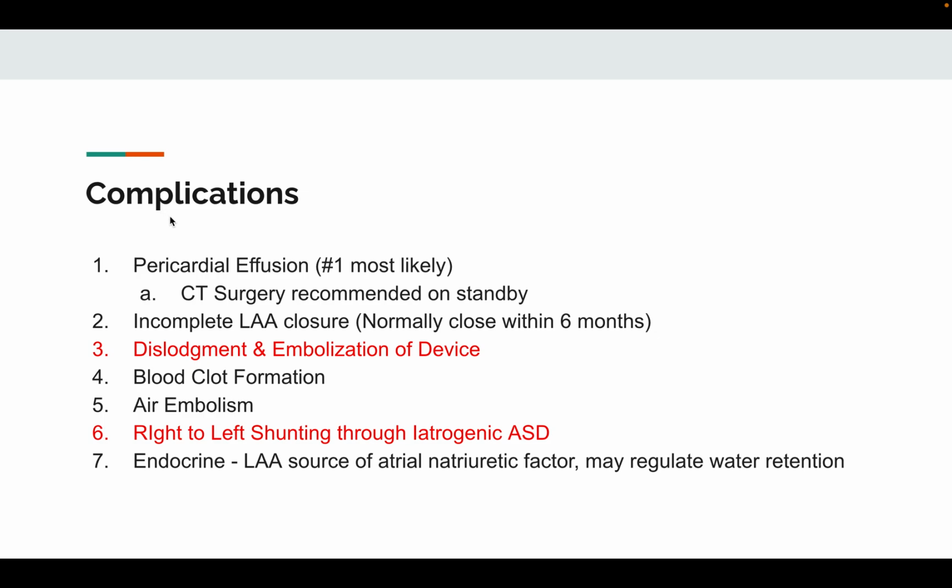So, the number one complication from the Amulet device is pericardial effusion. This is actually most common. In red, we encountered both dislodgement and embolization of the device, right to left shunting, and iatrogenic ASD.